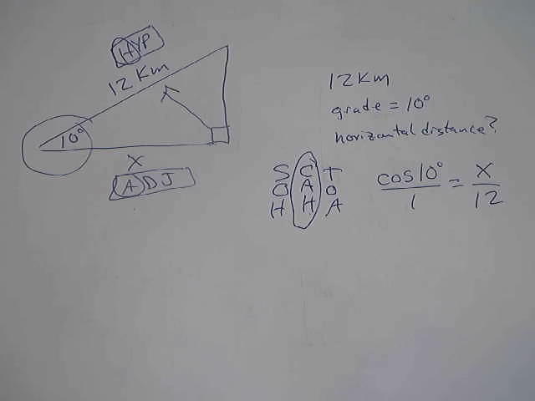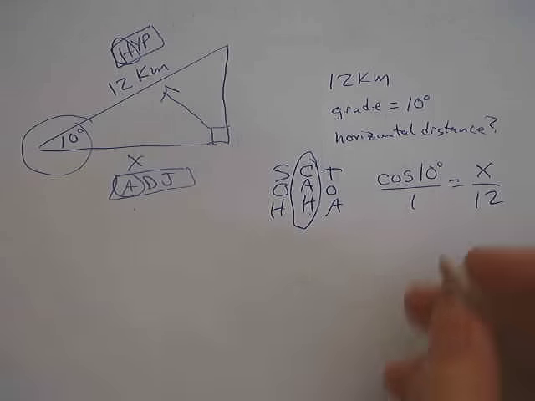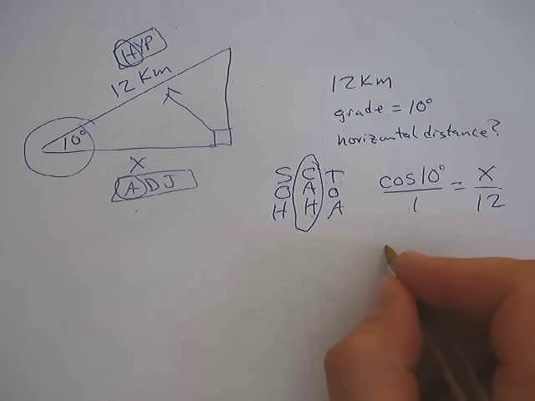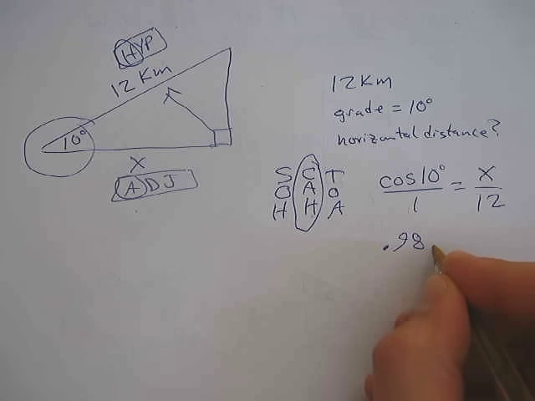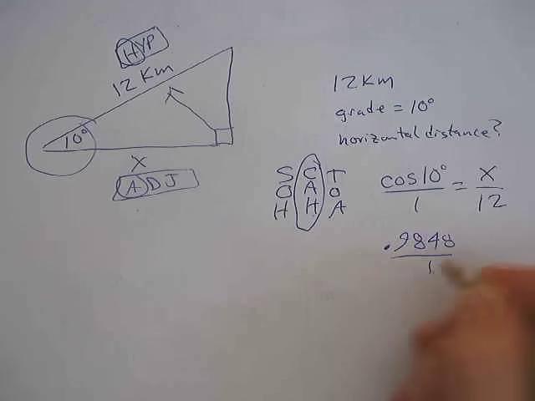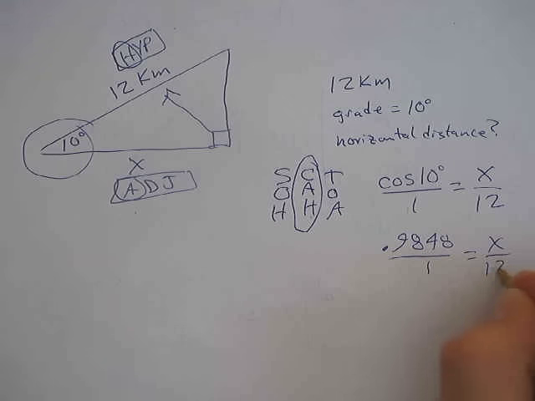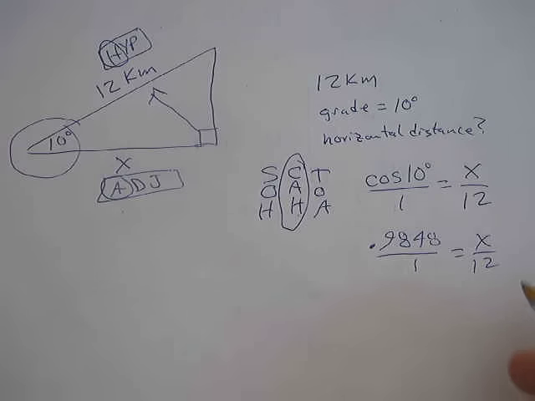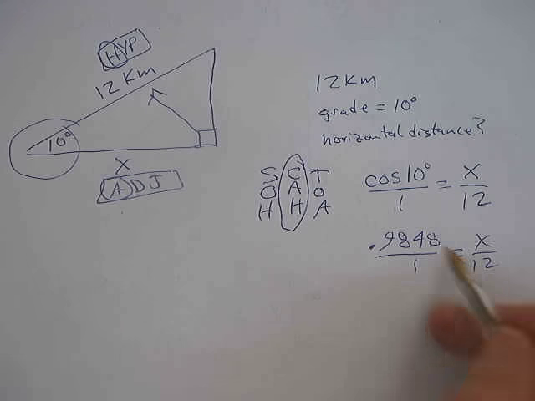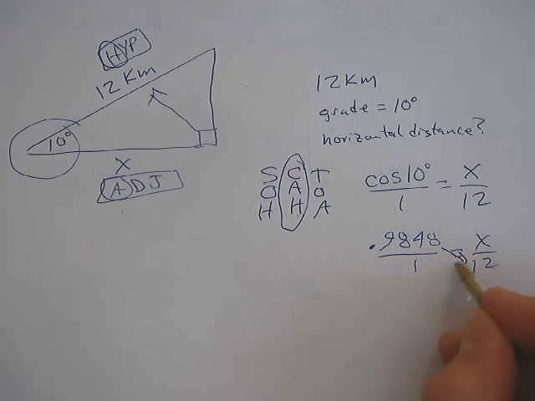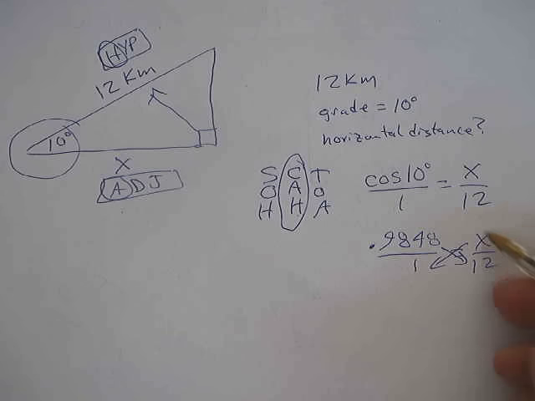In order to figure out the cosine of 10, make sure you put cosine in your calculator. Okay? Remember, this is a regular trig function. It's not an inverse trig function. So you put the cosine of 10 in your calculator, and you get a big decimal anyway. We want to use 4 decimal places, so it's going to be 0.9848 over 1 equals x over 12.